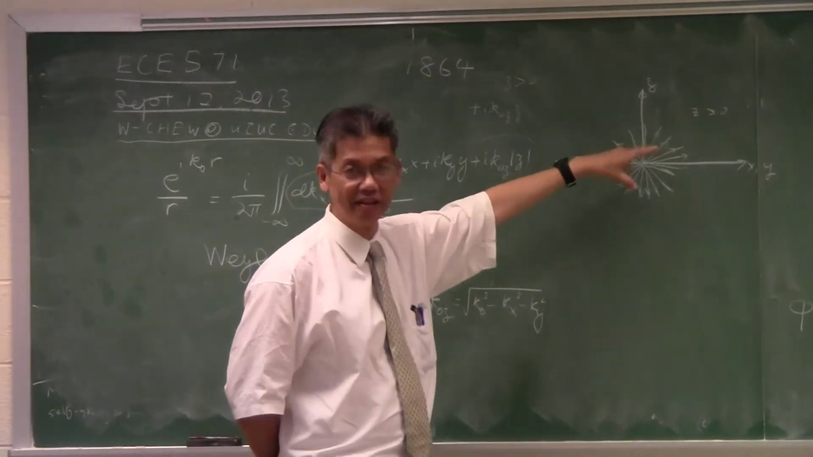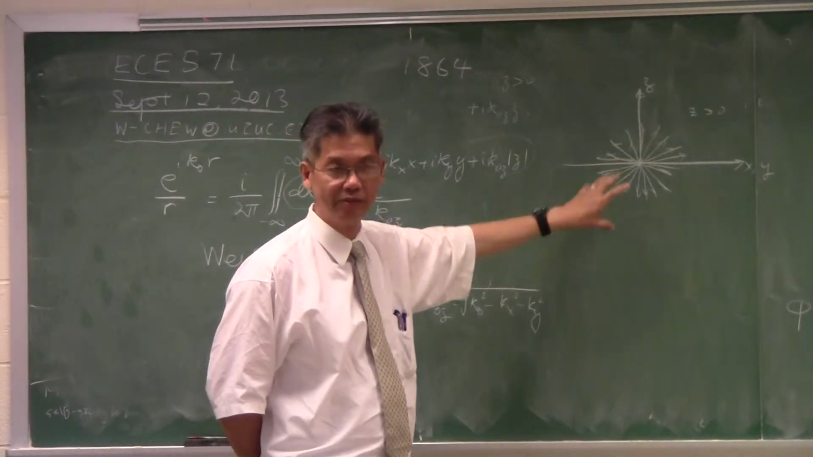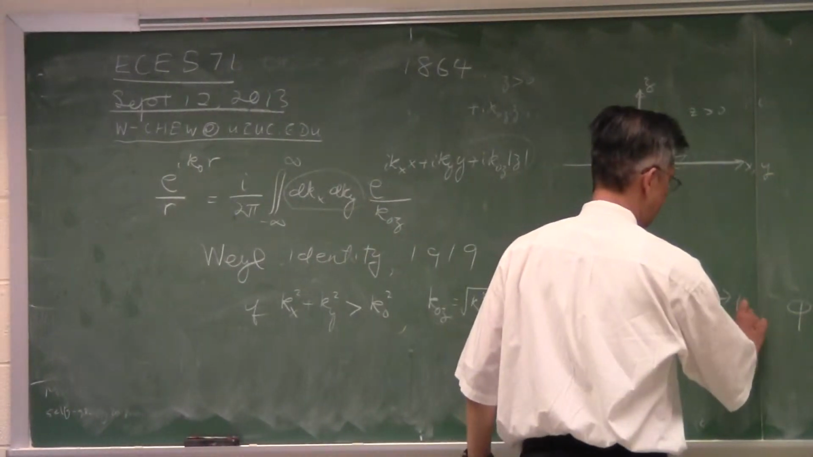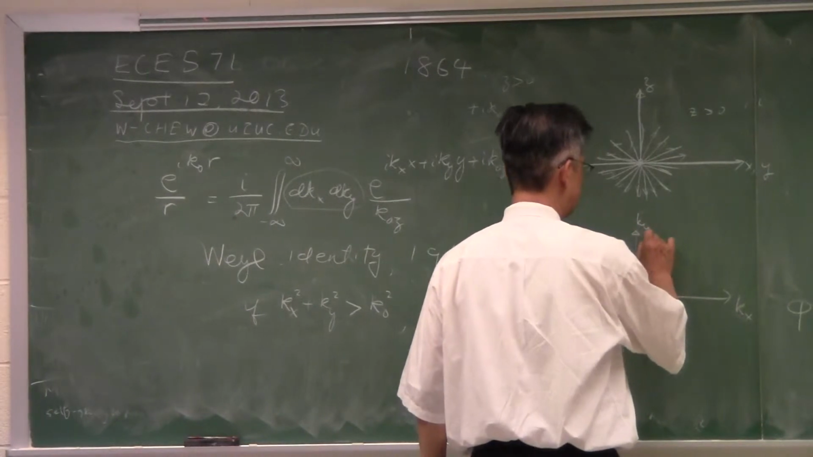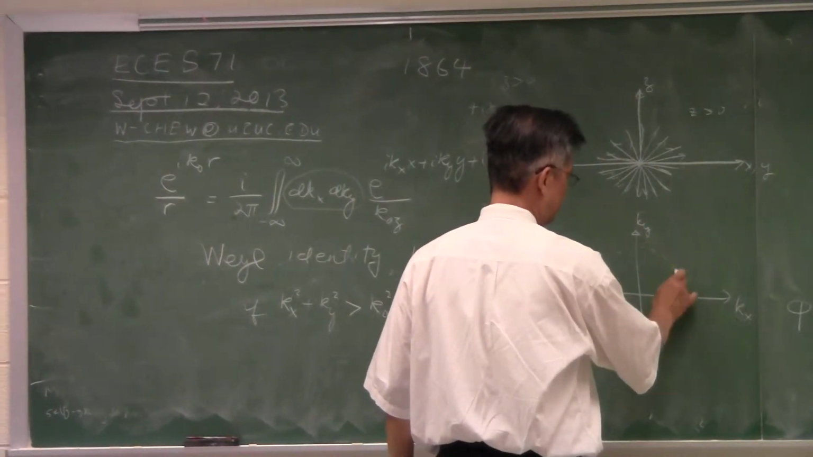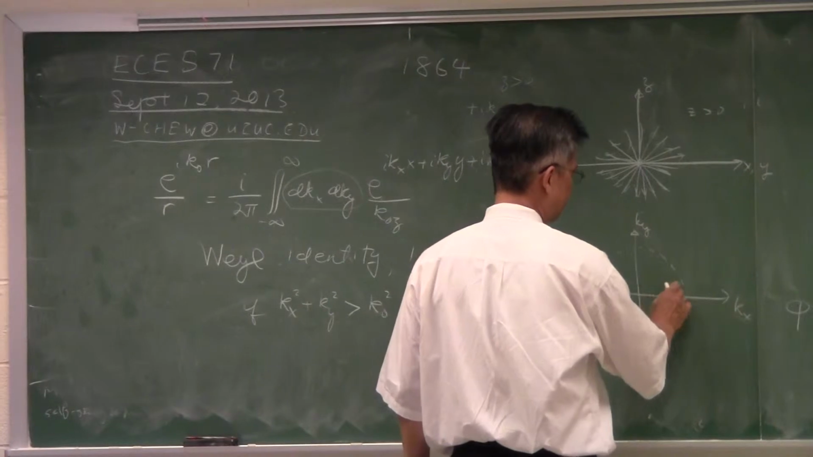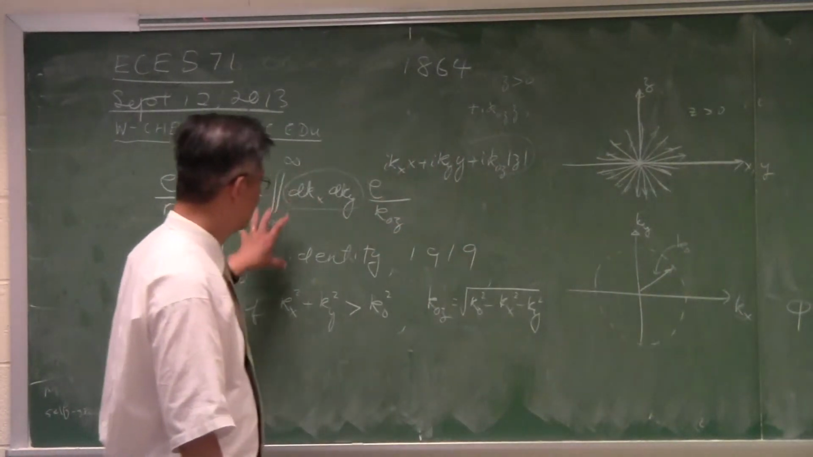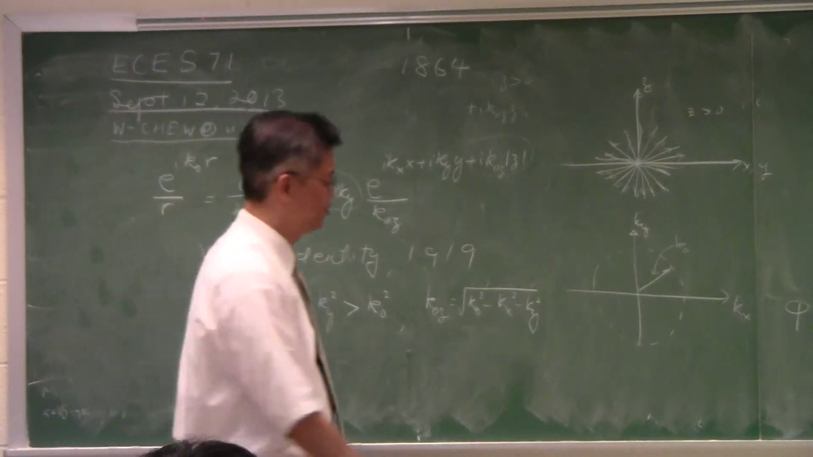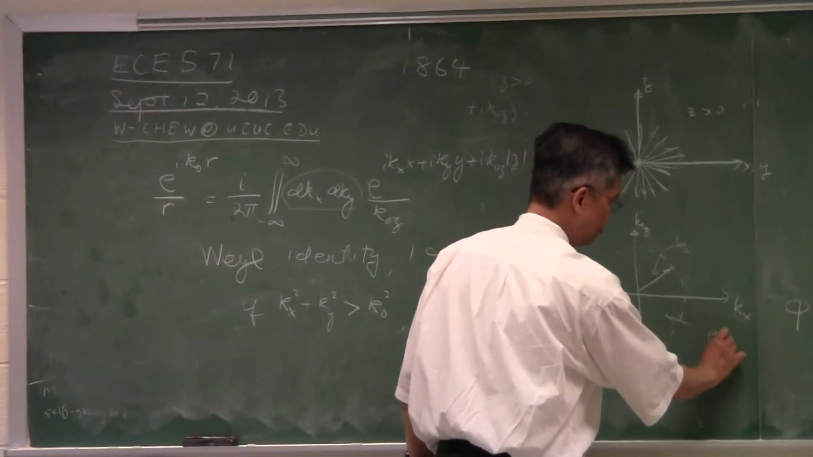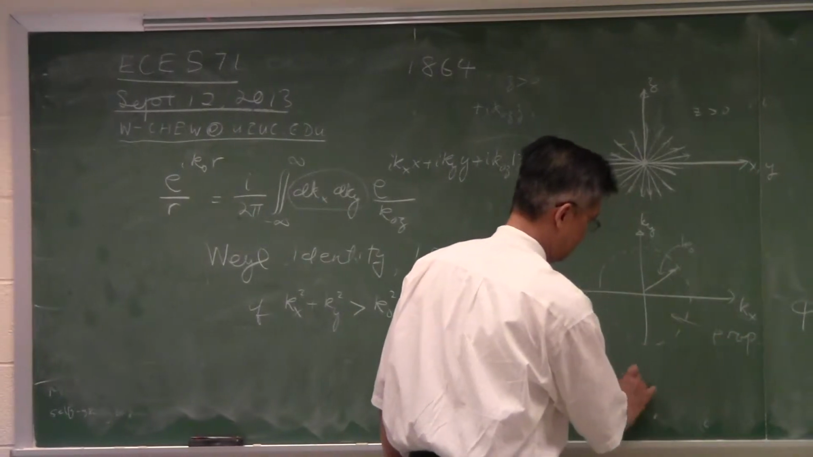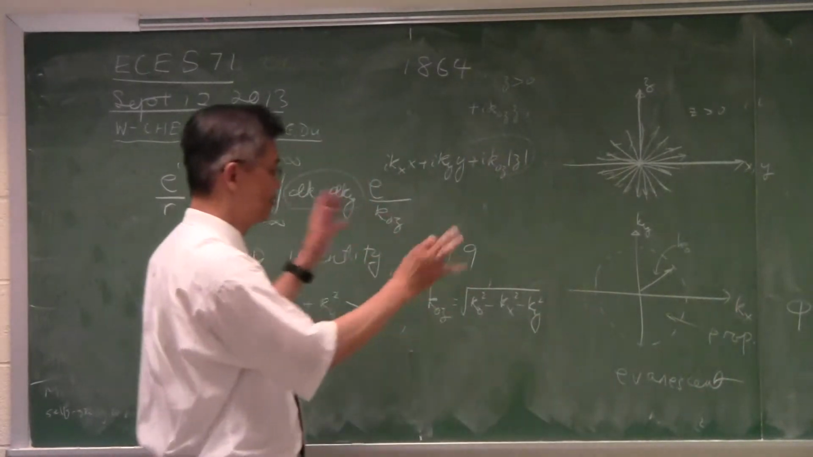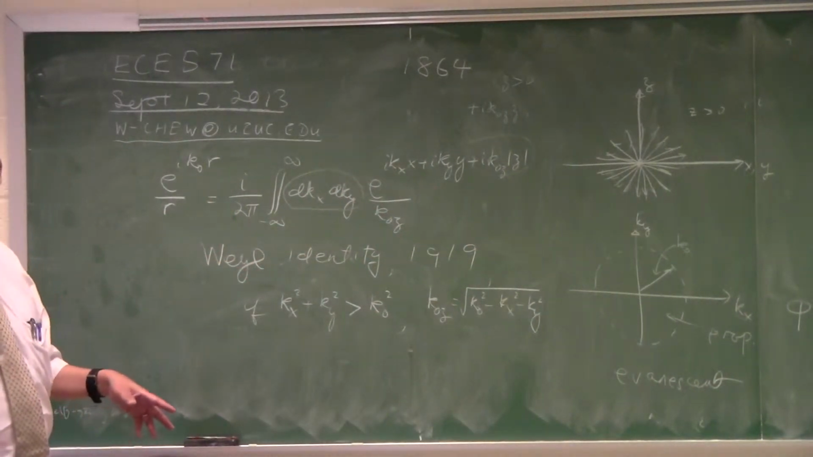I cannot draw the picture like this anymore. These are for propagating plane waves. So when you integrate over the complex plane, kx and ky plane, inside this circle, which has a radius of k naught, you get propagating waves as you integrate. But outside the circle, you have evanescent waves. Okay. Outside the circle, you have evanescent waves.